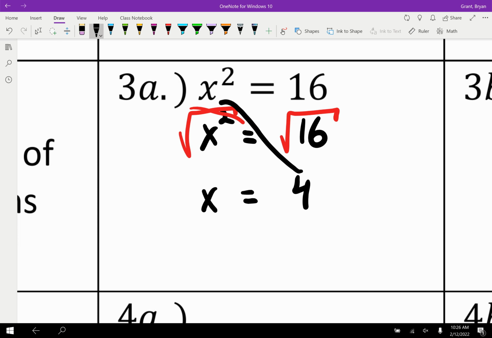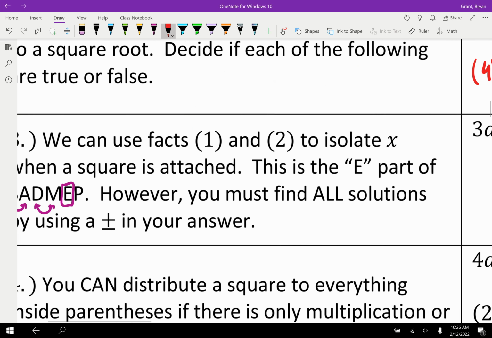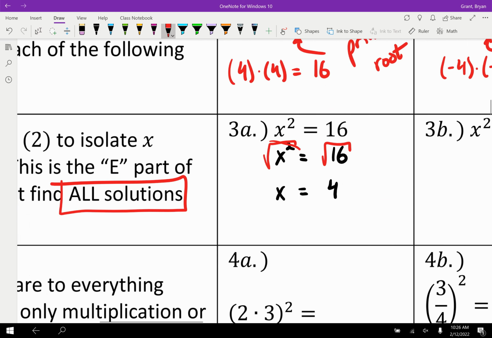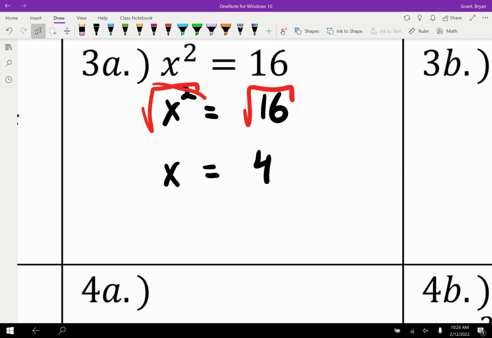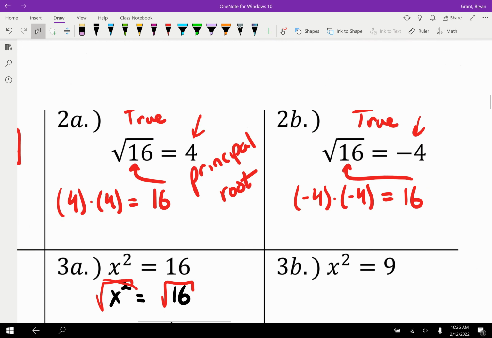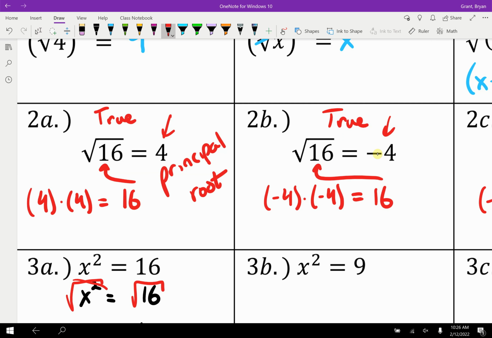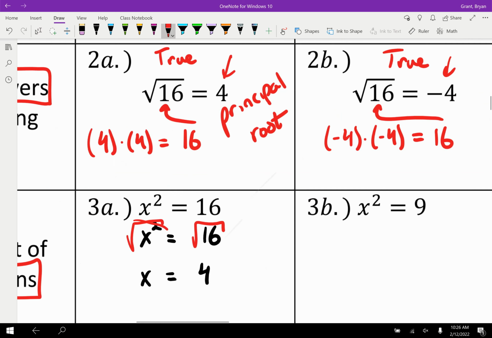And it makes sense because if you check it, 4 squared is 16. So if you put this on a free response question on your test, would you get full points? No, actually, you would not. The reason is that you're required to find all solutions to this problem. And although 4 is a solution, we actually saw up above that the square root of 16 has a second solution as well, negative 4.